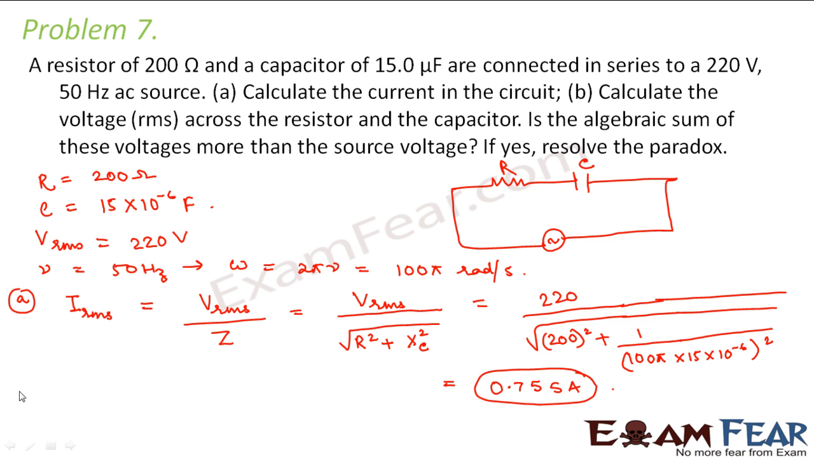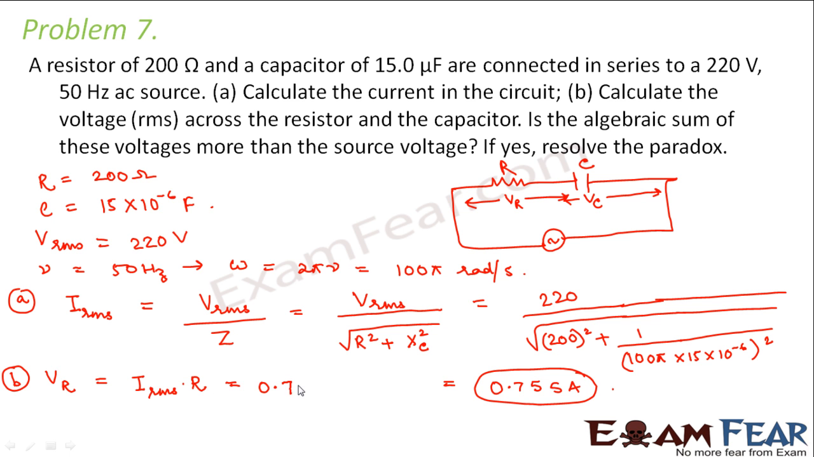Now in the second part, it asks us to calculate the voltage across the resistor and the capacitor. So we have to calculate the RMS voltage across the resistor and the voltage across the capacitor. So let us calculate the voltage across resistor. That will be nothing but the voltage drop across resistor, that will be Irms into R, right? Because it asks us to calculate the RMS voltage, so we will consider RMS current. So this will be equal to 0.755 into R, that is 200. So it comes out to be 151 volts.